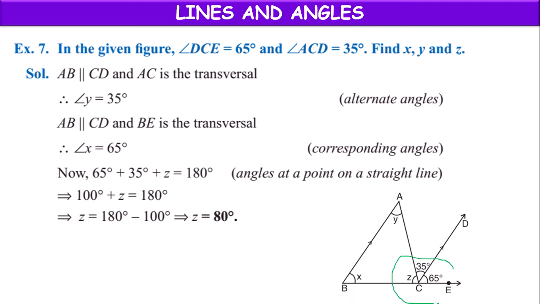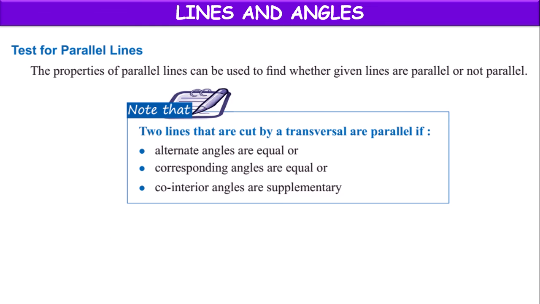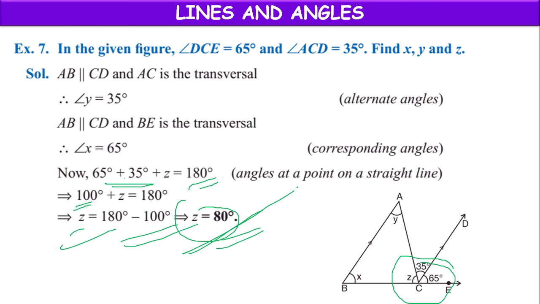Now according to the straight angle concept, Z plus 35 plus 65 equals 180 degrees. 65 plus 35 equals 100 degrees. So Z equals 180 minus 100, which is equal to 80 degrees. We have got the Z value. In this way, we can find X, Y, Z angles.